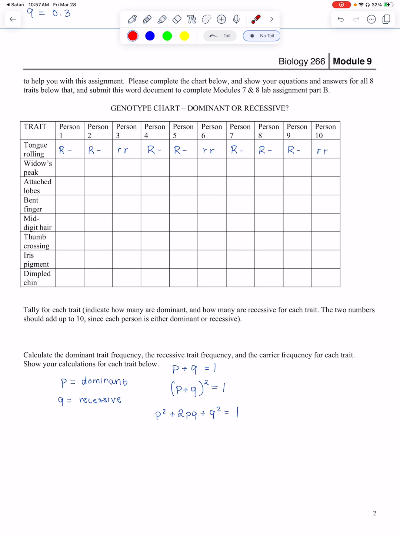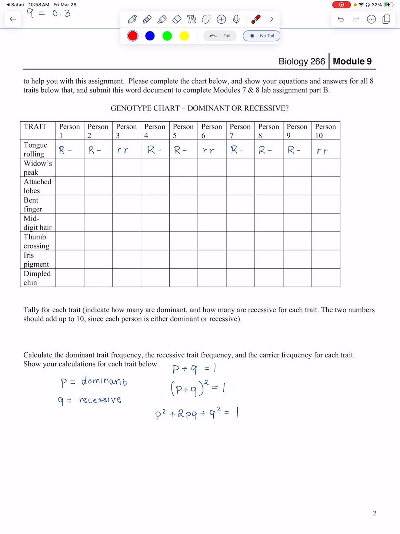Reason being is because we just know that they can, but we don't necessarily know that their genotype is homozygous or heterozygous. But the good news is that we do, in fact, know when a person cannot roll their tongue, they must be homozygous recessive. That's kind of how all of this works.